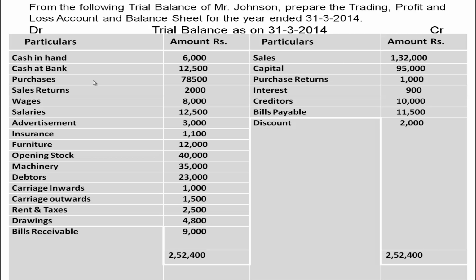Both sides must match. That's why this is called a trial balance. Both sides must match, which is 2,52,400. Now both sides are matching. So this is the information we have, and on the basis of this information we have to prepare the trading account and the profit and loss account, and at last we have to prepare the balance sheet for Mr. Johnson's Private Limited, whatever the company name; Private Limited is not there.